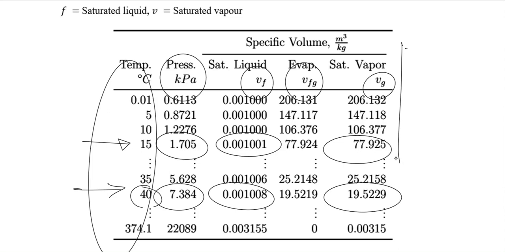Talking about this one, let's rewind some of the basic concepts from our last lecture. I am drawing a T-v diagram, as we are talking about the temperature table over here. So on the T-v diagram, if I've been given a temperature over here, let's say 15 degrees centigrade.